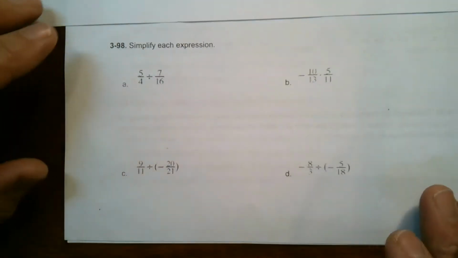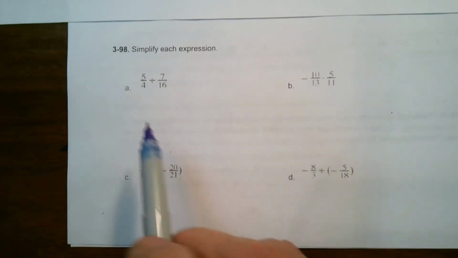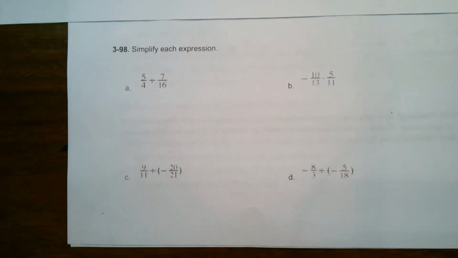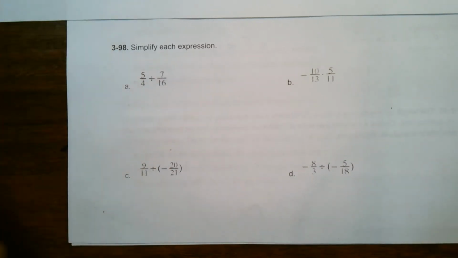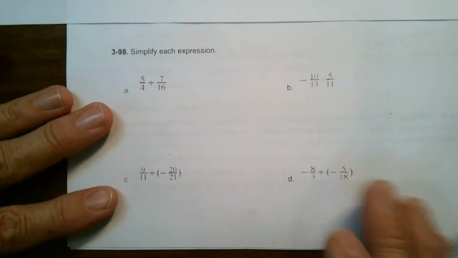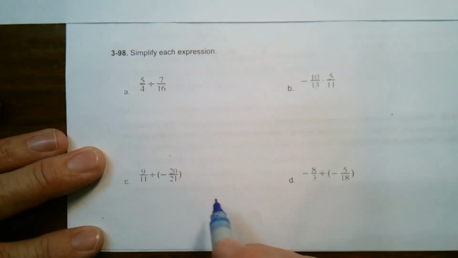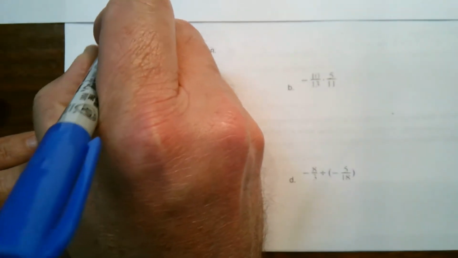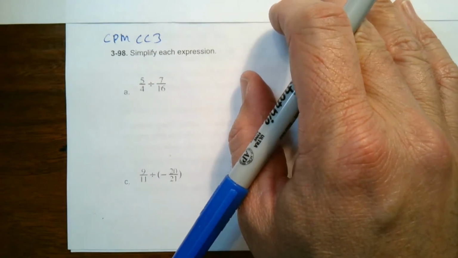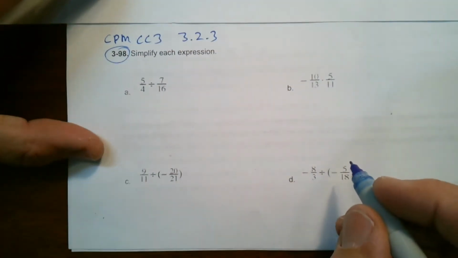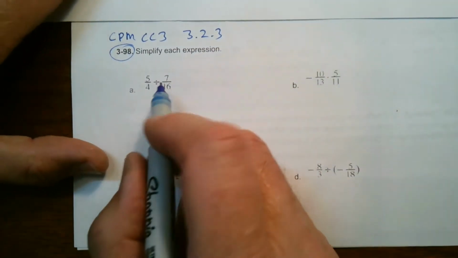We are looking at dividing and multiplying fractions. Okay, so taking fractions and dividing them and or multiplying them, as well as the fact that some of them are positive and negative. I'm using these four examples from CPM Course 3, section 3.2.3, specifically number 3-98. Okay, so let's start with the first one.